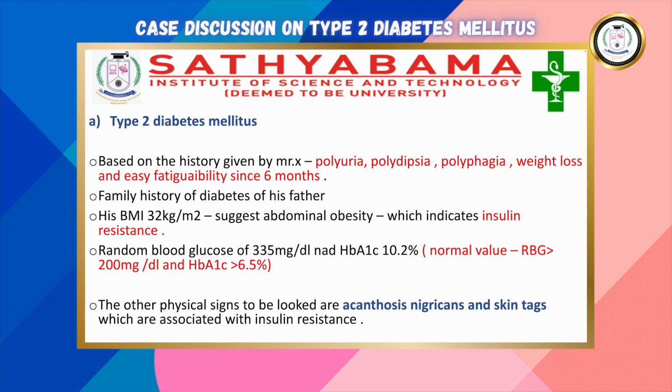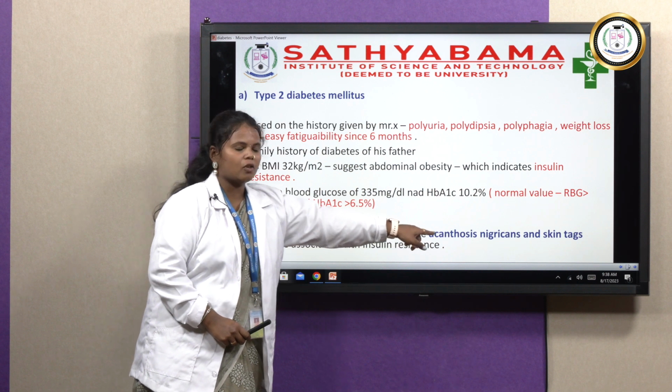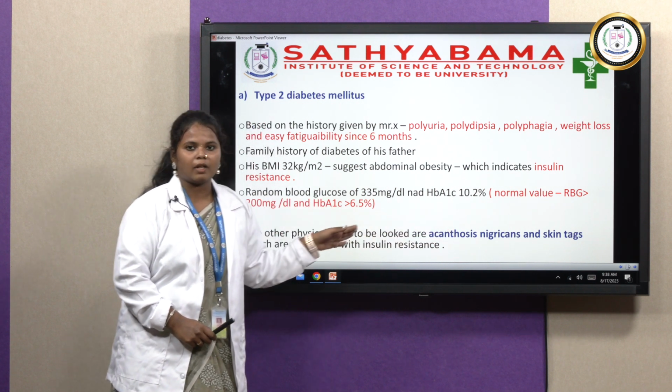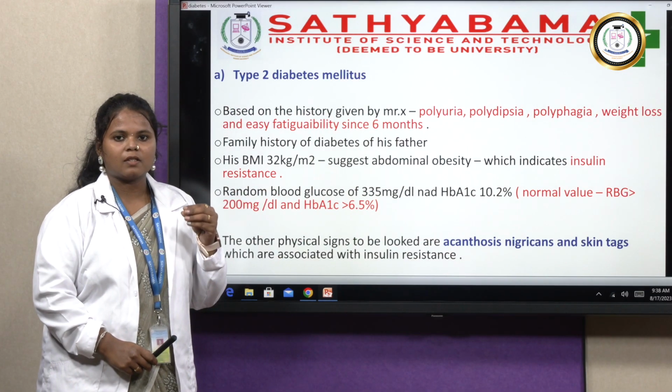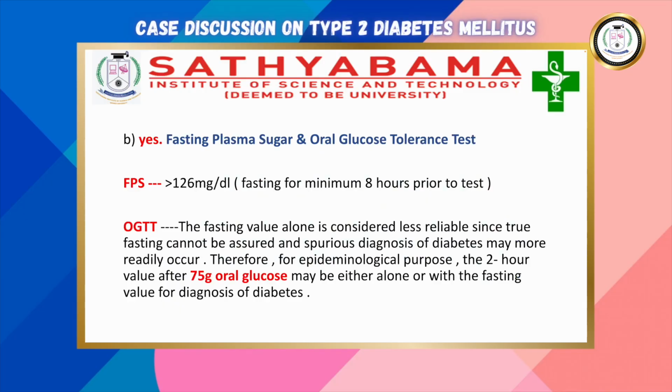And by this we can confirm that the patient has type 2 diabetes mellitus, and there is one more confirmatory sign for the patient: the physical sign of acanthosis nigricans. That is, the patient will have dark black patches under his arms and behind the neck also. And coming to the confirmatory tests, the first thing you have to do is check the patient's fasting plasma sugar and do an oral glucose tolerance test.